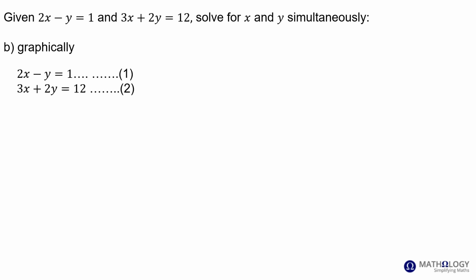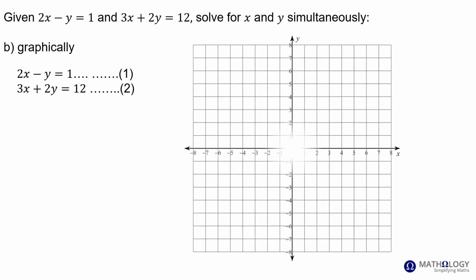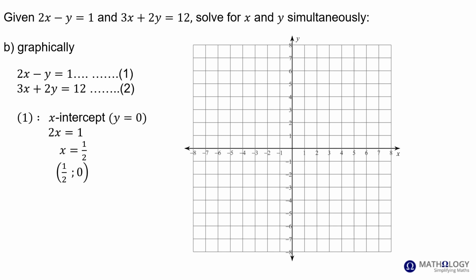To solve these linear equations graphically, we first need to sketch the two functions, which we will do by using the dual intercept method. The x-intercept of a function occurs when the y values are 0, so the x-intercept for the first function is the point, a half, 0. Likewise, the y-intercept of a function occurs when the x values of the function are 0. The y-intercept of the first function is therefore the point, 0, minus 1.